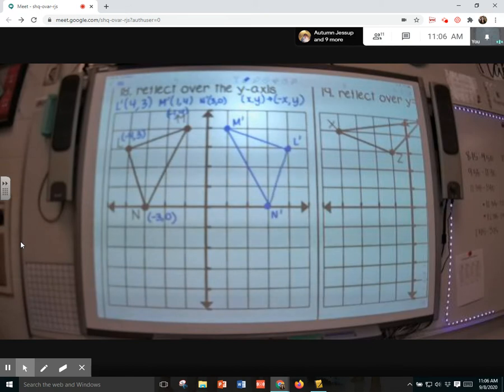That is a perfect reflection over the y-axis. If you're doing these and you see that your shape is not looking like what it started with, if it doesn't look about near identical, you need to go back and check. See which point looks weird to you, go back and check that point.